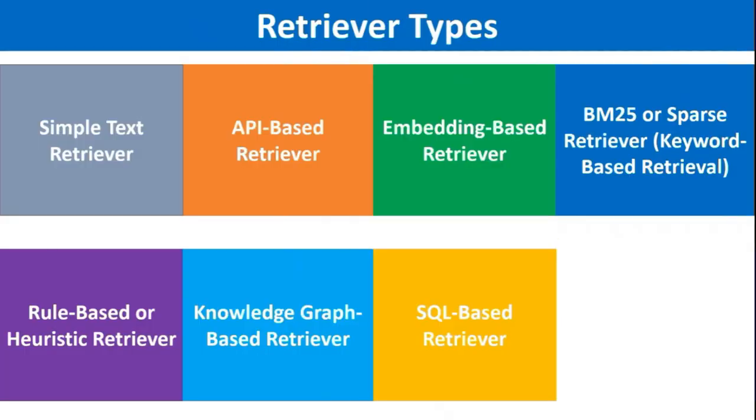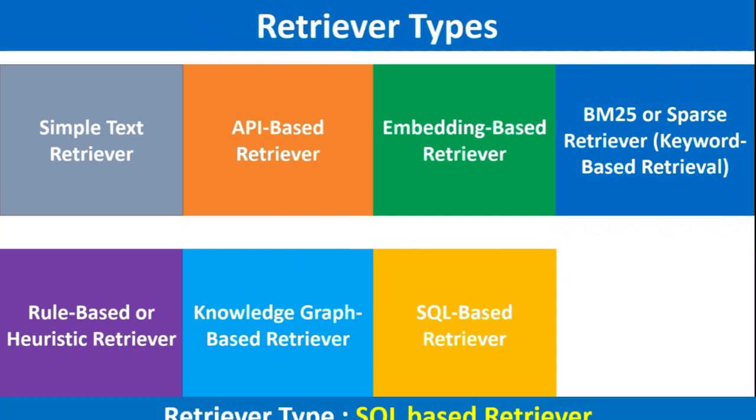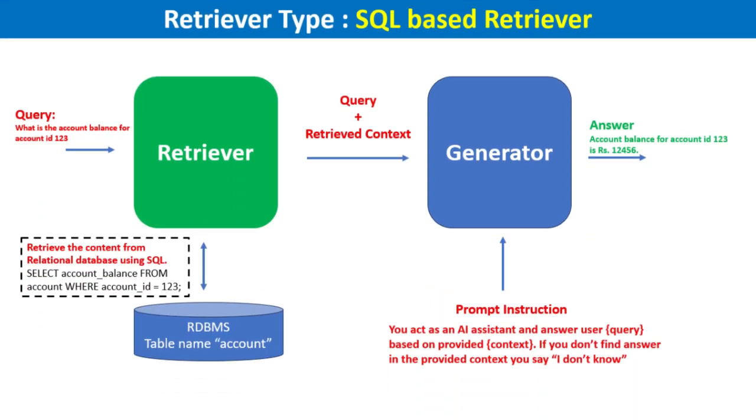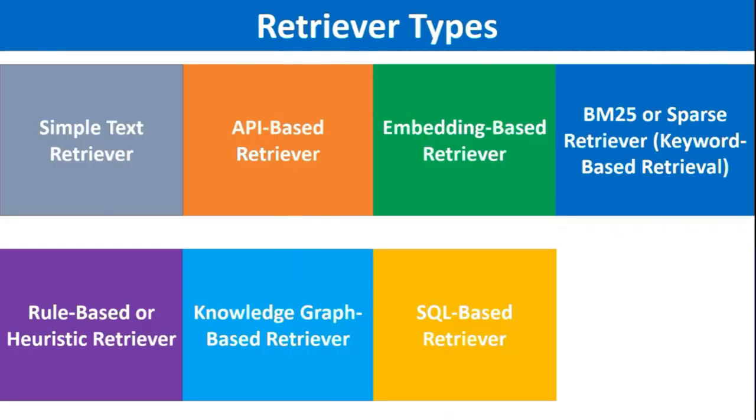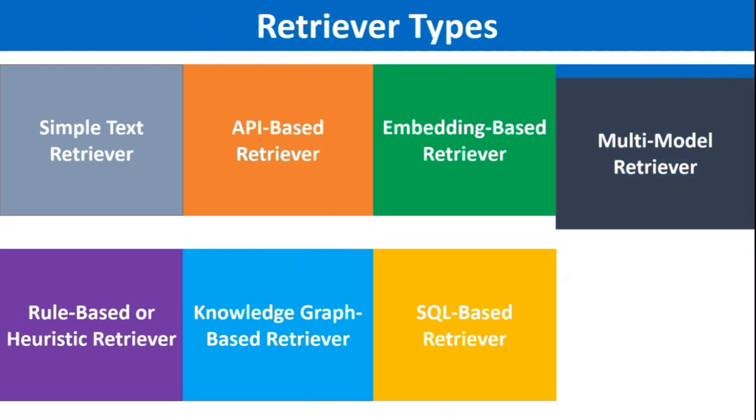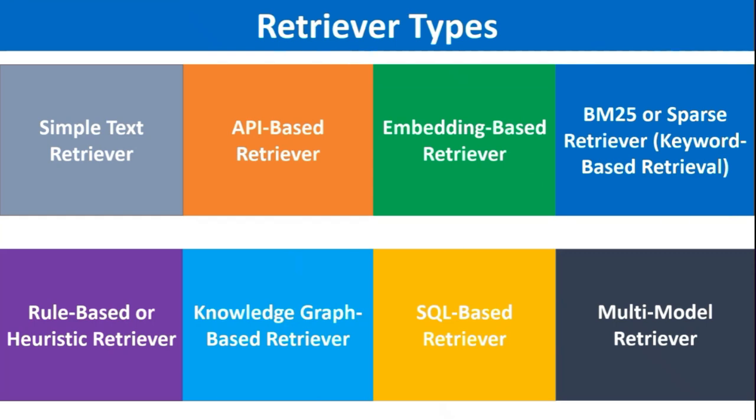Then there is a SQL-based retriever. This is for structured data. So when dealing with structured data like relational databases, an SQL-based retriever is the go-to choice. It executes SQL queries directly to retrieve relevant data efficiently. This retriever is particularly useful for aggregations, filters, and structured queries. For example, it can be used to fetch total sales of a specific region or time period from a sales database. Then there is a multimodal retriever.